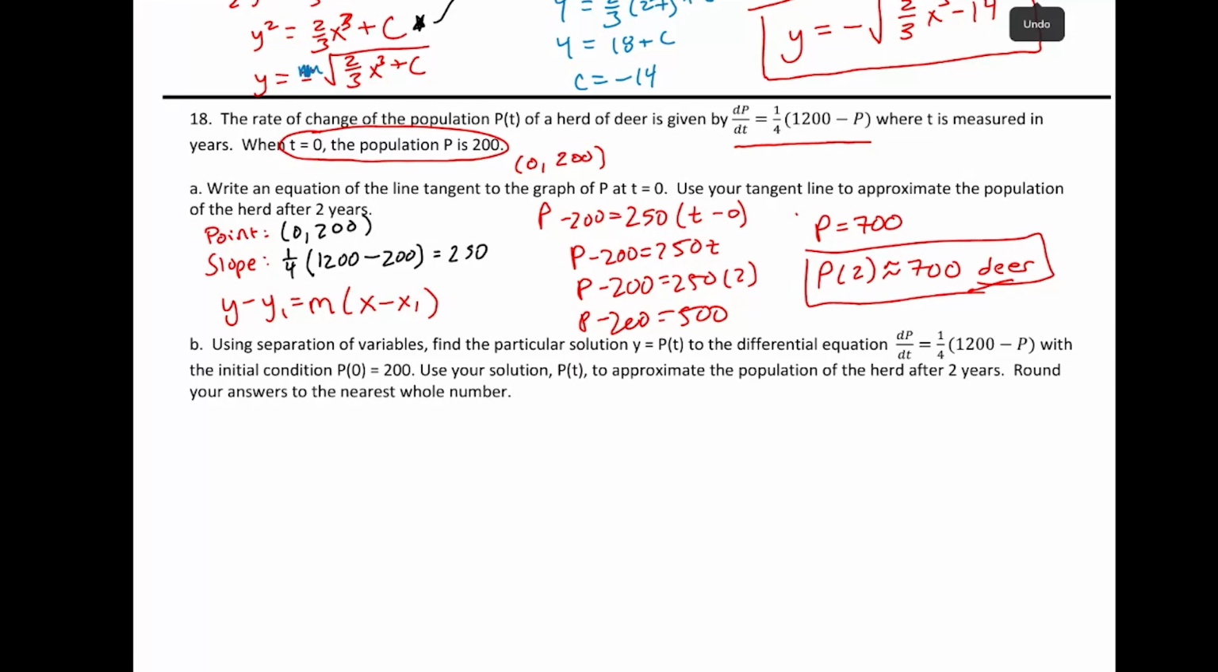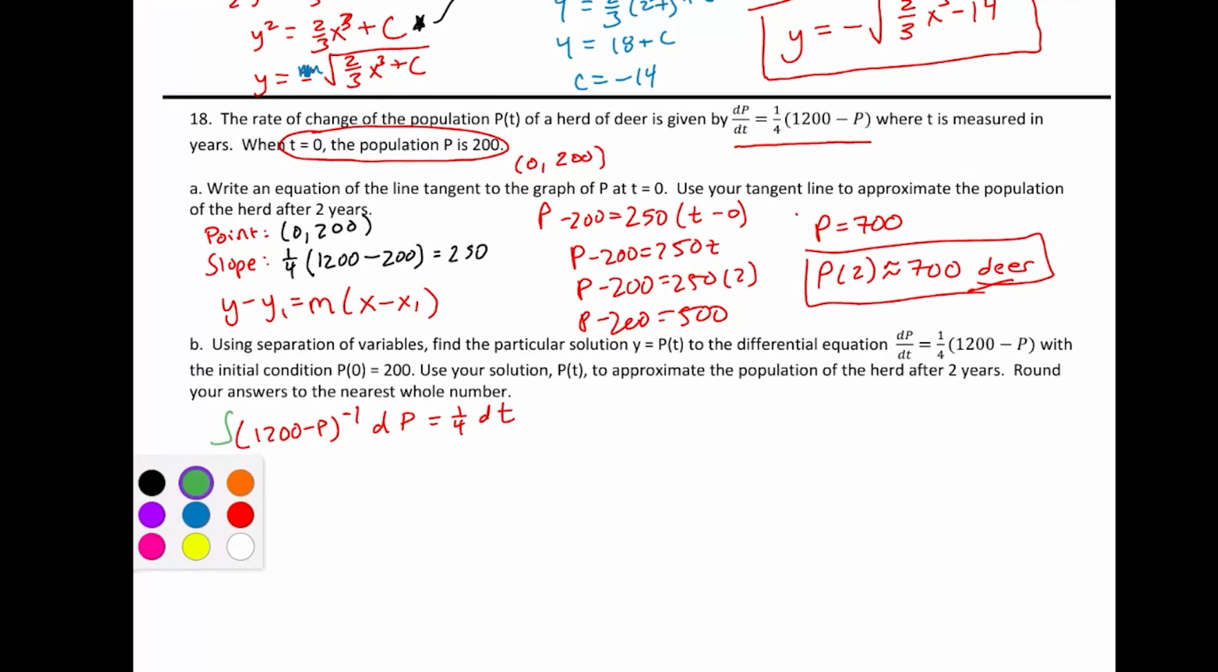Part B says, using separation of variables, find the particular solution with the same initial condition, 0, 200. So let's separate the variables, meaning we want the t's to the left and we want the P's to the right. So I'm going to divide both sides by 1200 minus P. And so I'll have 1200 minus P to the negative 1 dP equals 1/4 dt. So now I'm going to integrate both sides.